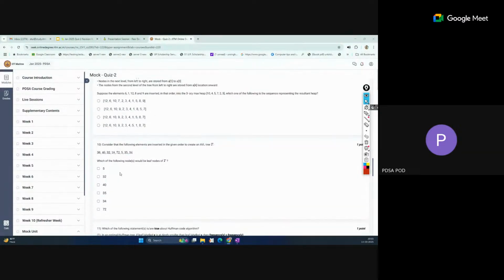I hope you all know how we create the AVL tree. We have already discussed this process in the weekly live session, but we will also solve how we create an AVL tree for this 10th question. It asks which of the following nodes would be leaf nodes in the tree.